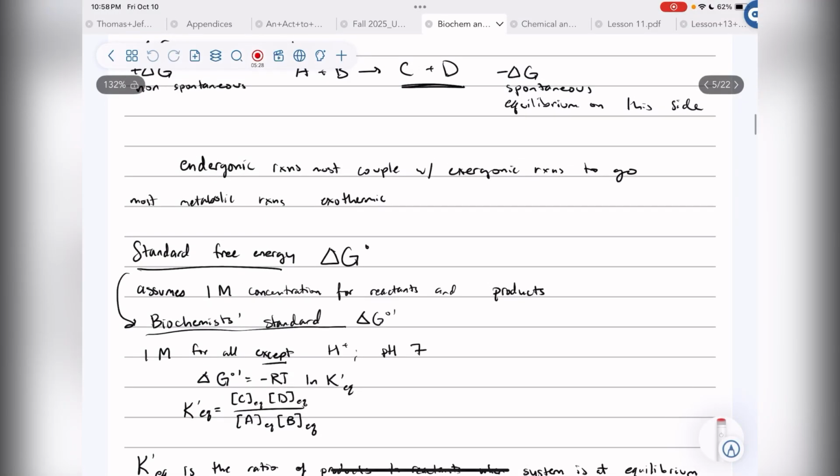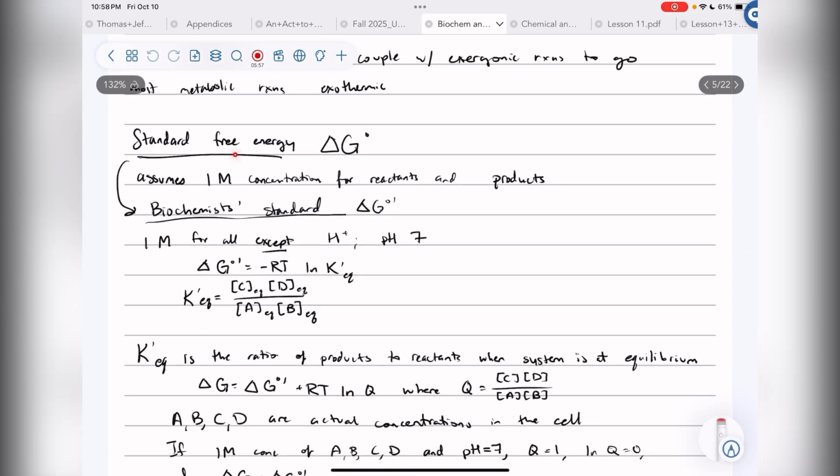In the body, a lot of reactions are non-spontaneous, and so what happens is that they must be coupled with exergonic reactions to go. So endothermic, exothermic. The corresponding words for Gibbs free energy are endergonic, exergonic, right? And so the only way for the endergonic reactions to go is if they're coupled with a very highly exergonic reaction.